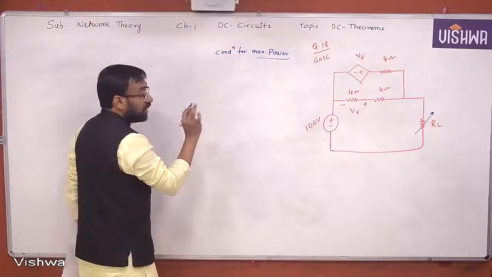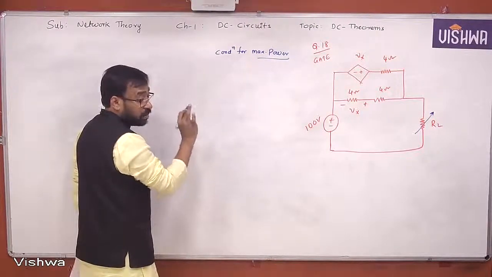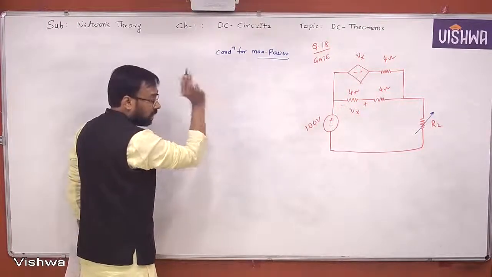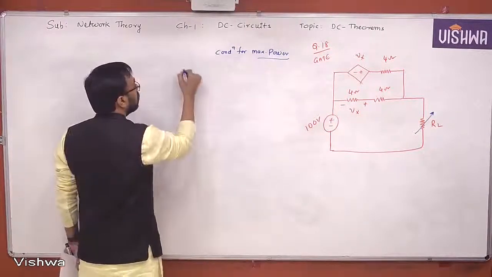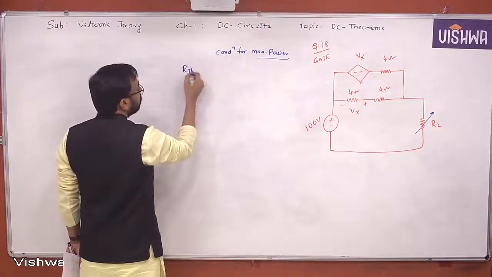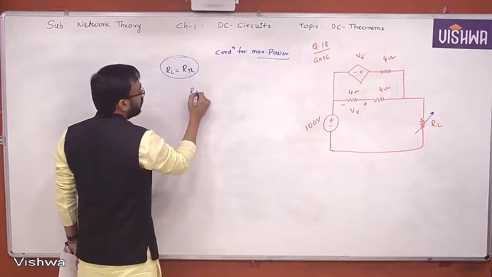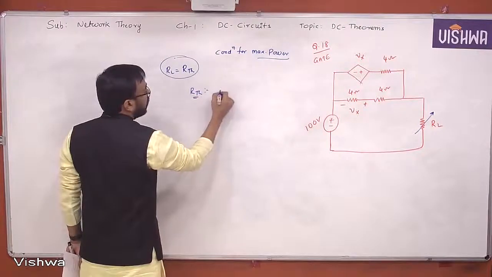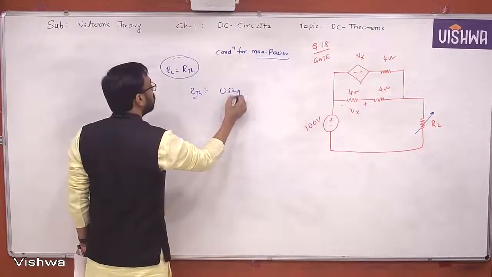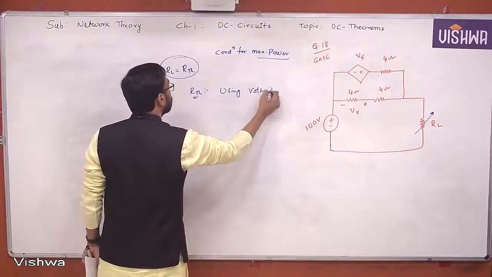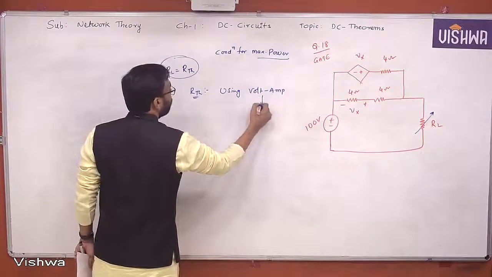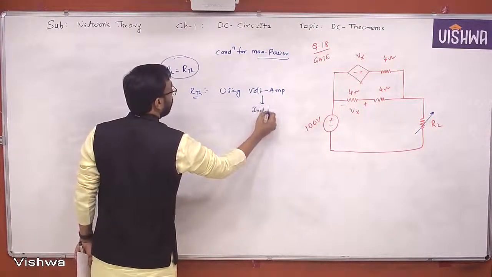Now I am not finding it using both the methods. It's time to judge which one is the best method just by looking at the problem. So RTH, since RL is equal to RTH is the condition, so RTH using Ohm's technique. For Ohm's technique, you have to suppress all independent energy sources. Yes or no?